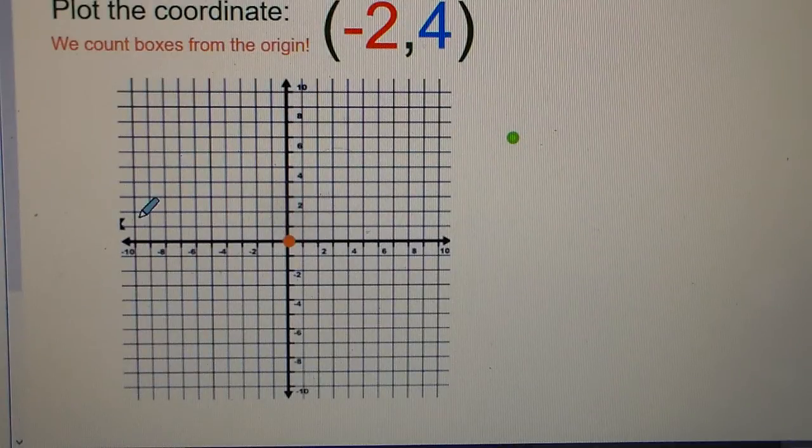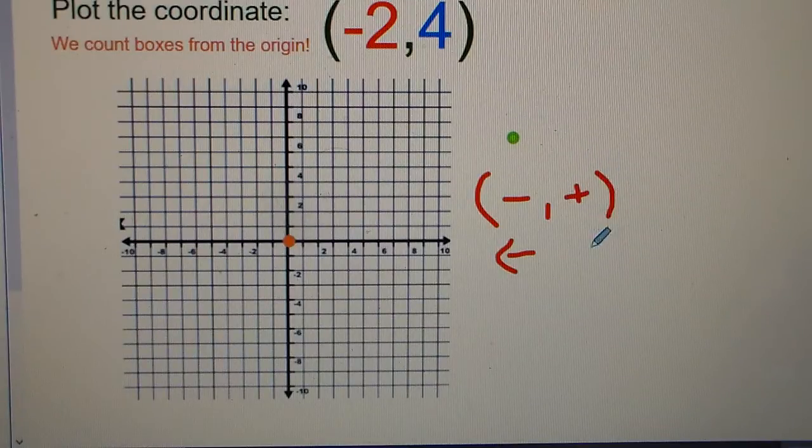So right here we got negative 2, 4. So since the first number is a negative, we're going to be going to the left. And the second number is a positive, so we're going to go up. So from the origin, we're going to the left, 1, 2. And we got to go up 4. 1, 2, 3, 4. That coordinate I just plotted, that red one, is the coordinate negative 2, 4.